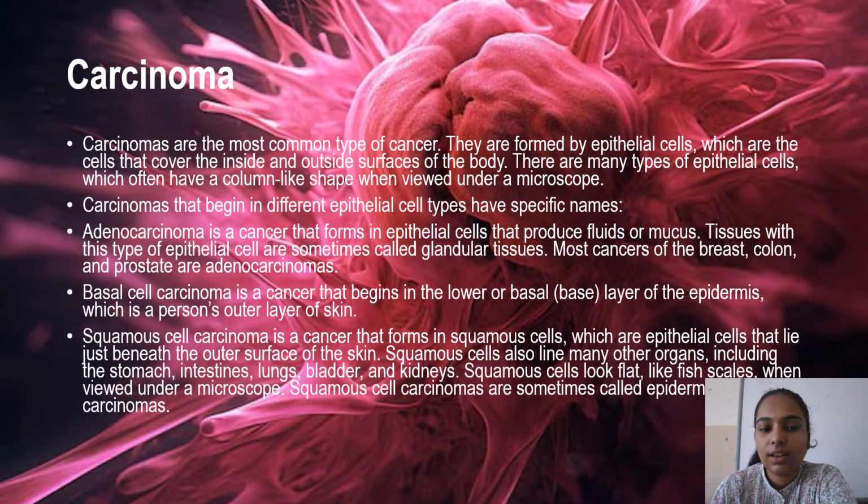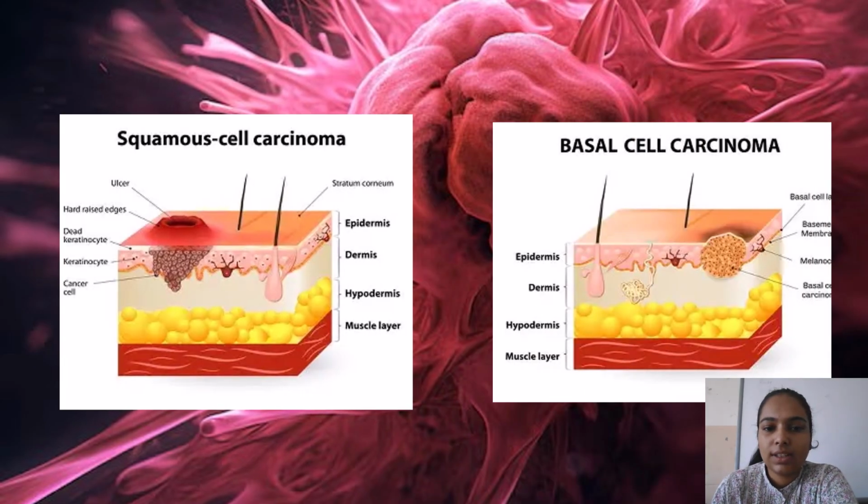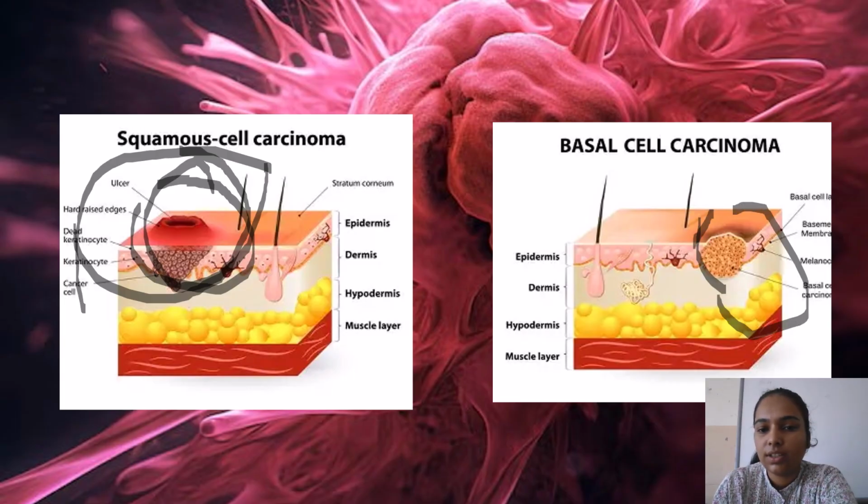We have squamous cell carcinoma, which is a cancer that forms in the squamous cells, which are epithelial cells that lie just beneath the outer surface of the skin. So this is the difference between a squamous cell carcinoma and a basal cell carcinoma. Here we can see the squamous cell carcinoma is affecting the epidermis layer, the outer layer of the epithelial tissue. In basal cell carcinoma, it is affecting the basal layer. As the name suggests, it is affecting the basal layer.